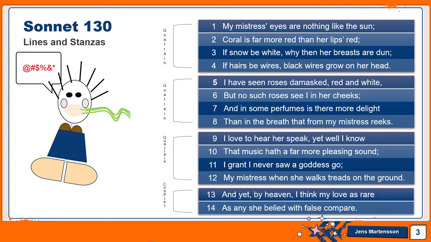The 3 quatrains pose the problem, and the couplet gives the solution. In Sonnet 130, the problem is that the speaker's mistress is not very beautiful, but the solution is that the speaker loves her anyway.